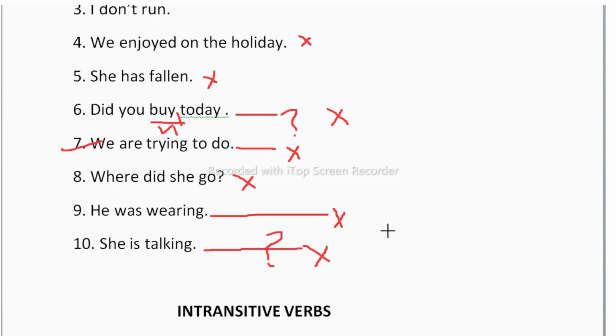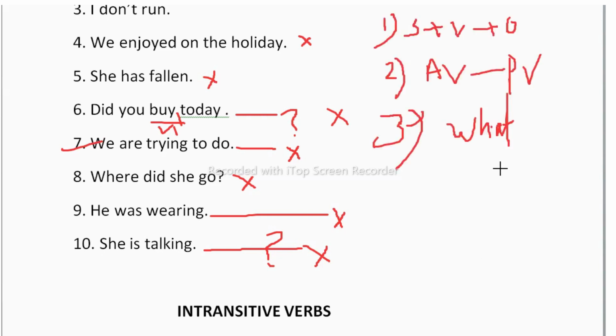But in the exam, you have to check first. You have to read the sentence and see the three rules. Let me write the rules again. You have to see these three tricks. First, you have to see subject, verb plus object. After this verb, if you are getting an object, then that will be a transitive verb.